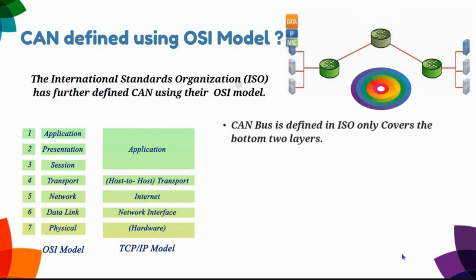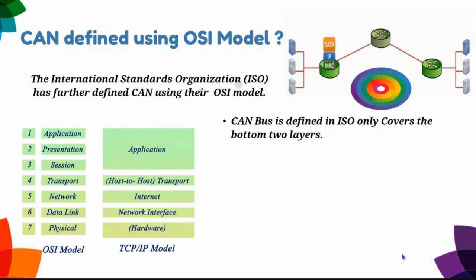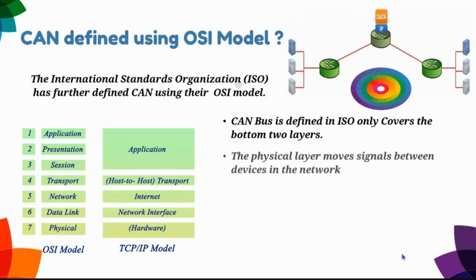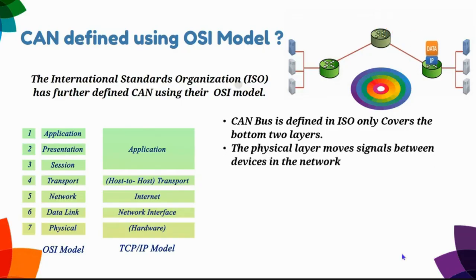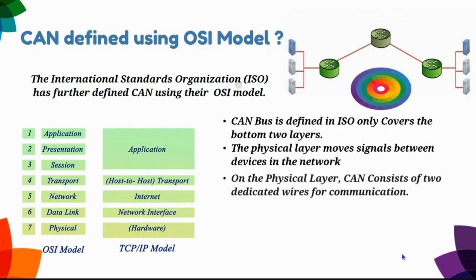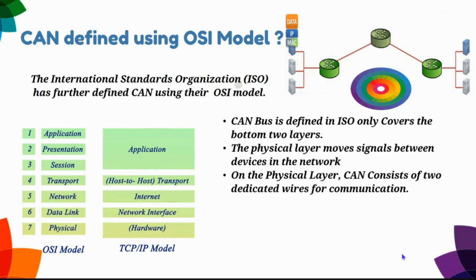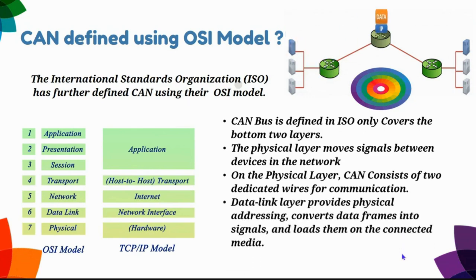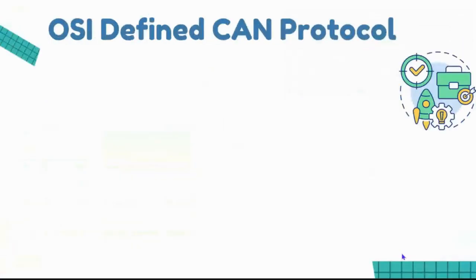CAN bus is defined only between those 2 layers, where the physical layer moves the signals between the devices in the network. On the physical layer, CAN consists of 2 dedicated wires for communication. The data link layer provides the communication address, converts the data frame into signals and loads them onto the connected media. That's how data is transferred from one ECU node to another.